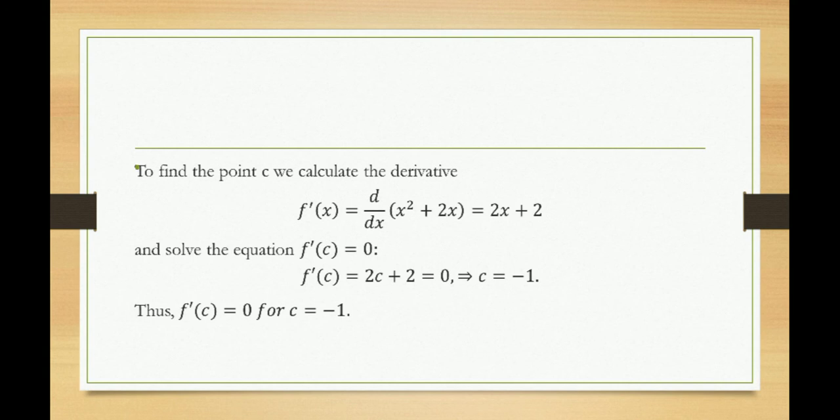Then we find f'(x). Then the condition is f'(c) = 0. f'(c), that is 2c + 2 = 0. We compute the value of c: c = -1. We know -1 lies between -2 and 0. So the value of c is -1.